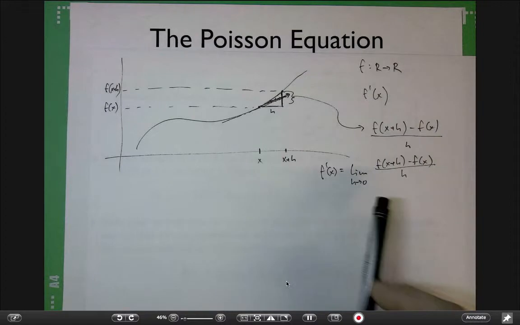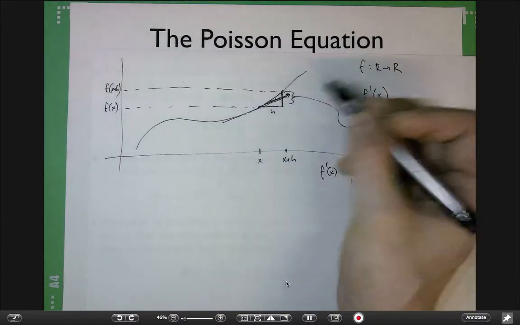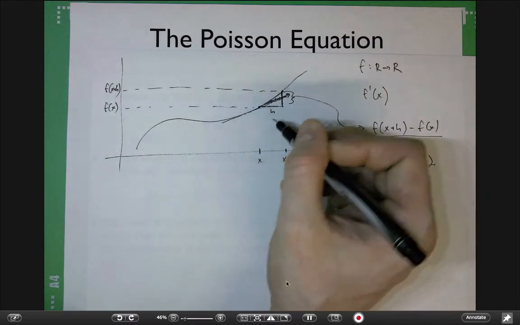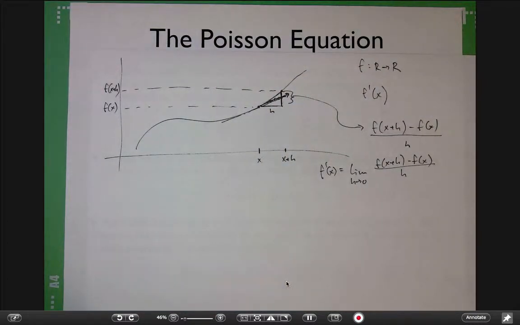So notice the limit, right? When I draw it here, it didn't really quite give me the derivative, right? I need to make h smaller and smaller until I make it the smallest in the world, and then I will get the right derivative. That's what the limit says, right? You know this from basic calculus, right?